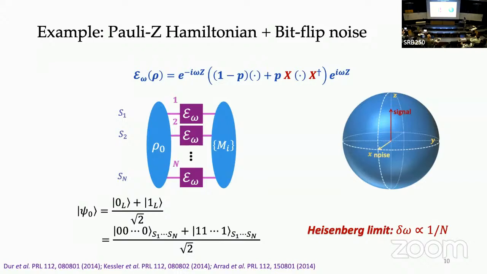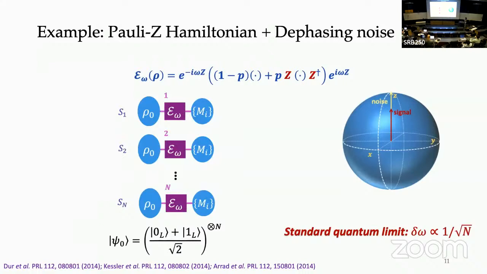Okay, so these are all the situations where you can recover the Heisenberg limit. However, as I said, if the noise is the same as the Hamiltonian, which means your noise is dephasing and the Hamiltonian is also Z, in that case you can only achieve the standard quantum limit. In order to do so, you just need to use, for example, a product state.